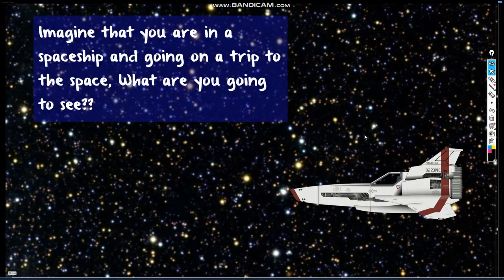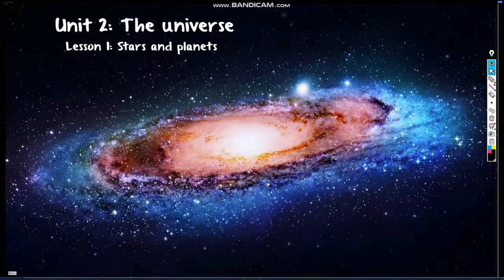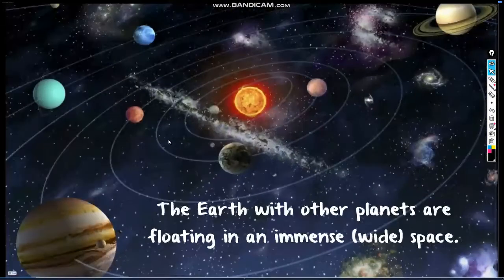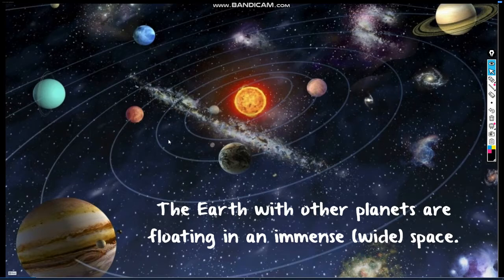Imagine that you are in a spaceship and going on a trip to space. What are you going to see? We will find out and learn about what we can see if we went on a space trip. First thing, you're going to see the Earth with other planets floating in an immense, or wide, space.